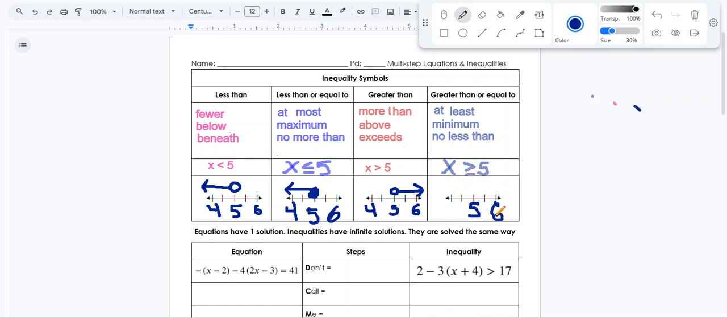And then on my number line, since it's equal to, I put a filled in circle on 5. And then I make my arrow go to the right because those are the numbers that are greater than 5. All right, hopefully that's a good review for you from inequalities from last year.